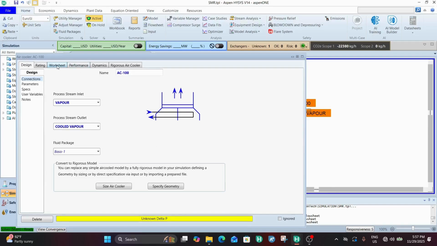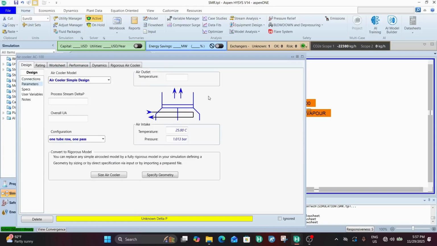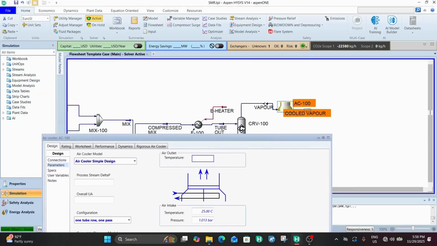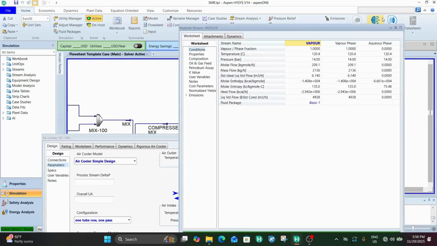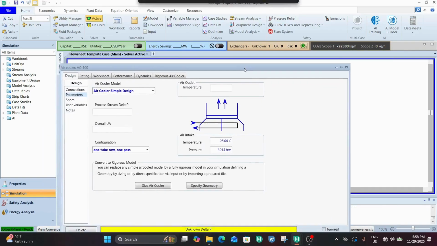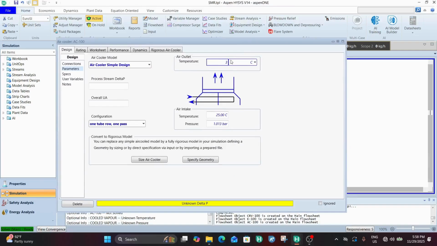Right. Then we head to the parameters tab and see outlet temperature. We can specify the outlet temperature. We are currently at a temperature of 120 Celsius. So we can just drop that temperature to 30 Celsius, I believe. Remember, the air cooler is equipment that cools a particular substance or object down to ambient temperature. It doesn't cool it below ambient temperature. Ambient temperature is like your environmental temperature, typically around 25 to 30 Celsius.